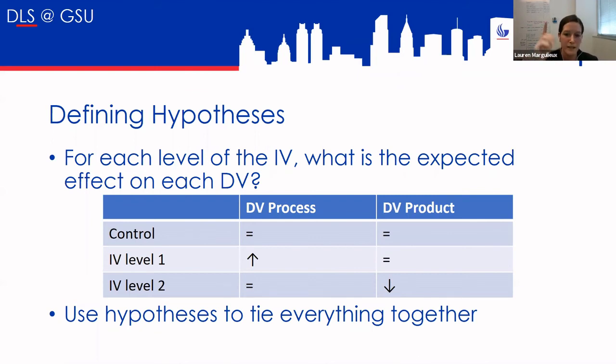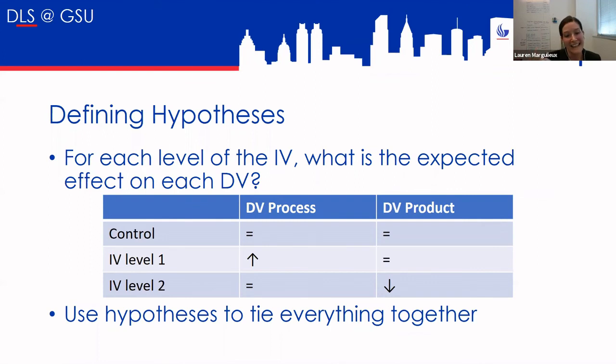And so in each of these cross sections of the chart, you're going to make a prediction. So for the control group, equal performance, or there's going to be no difference in performance for the DV process data or dependent variable product data. For the first level of whatever independent variable you have, maybe they're going to perform better in the process, so they're going to learn more efficiently or whatever that means. But at the end, they're not going to perform any better than the control group. And then for the second level of the IV, maybe you predict that the process is going to look the same, but they're going to perform better on the actual product, or perform worse on the actual product.